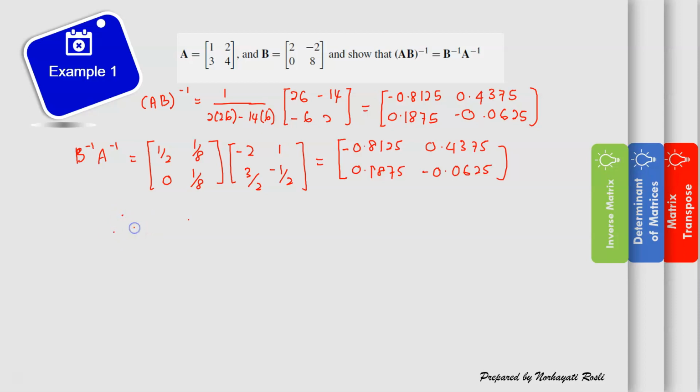So here we can conclude that the inverse of AB equals B inverse A inverse. This means that we have shown that these two matrices fulfill the properties of the inverse matrix.